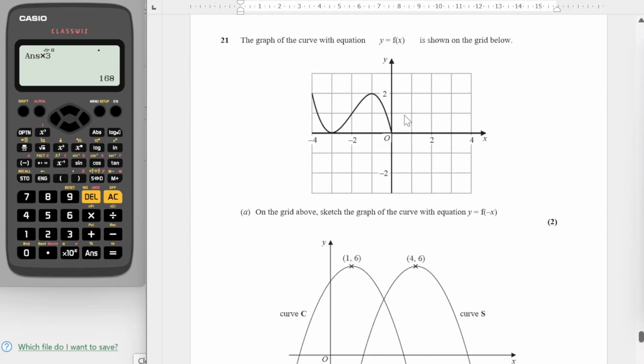Okay, graph of the curve y is equal to f of x is shown in the grid below. On the grid above, sketch the graph of f of minus x. So that's going to be a reflection in the y-axis. So in effect, I need to make an attempt to reflect that in the y-axis. So I'm just looking at the key properties. So there we go. Just a clear attempt to reflect it in the y-axis.